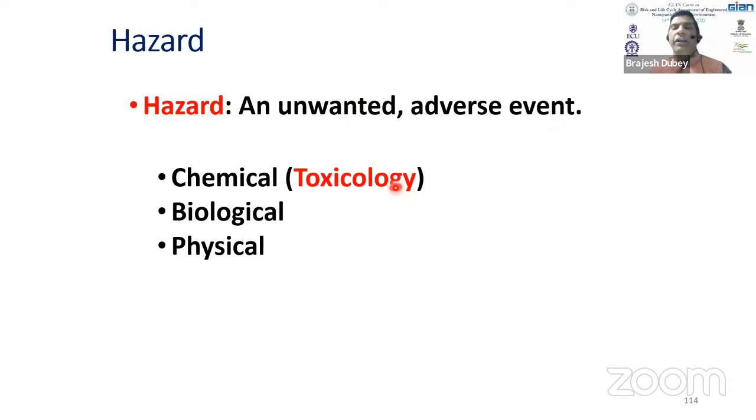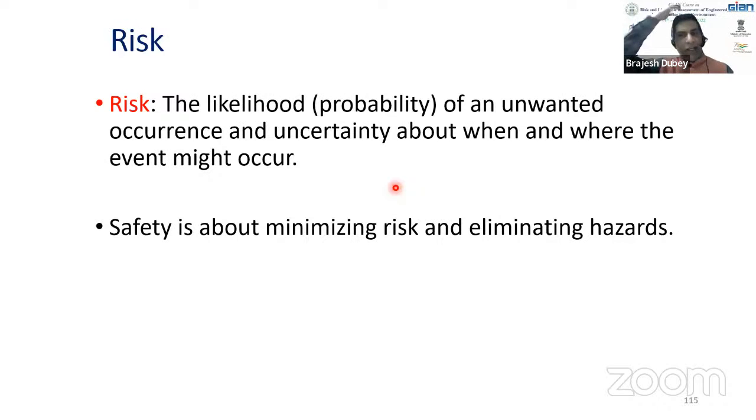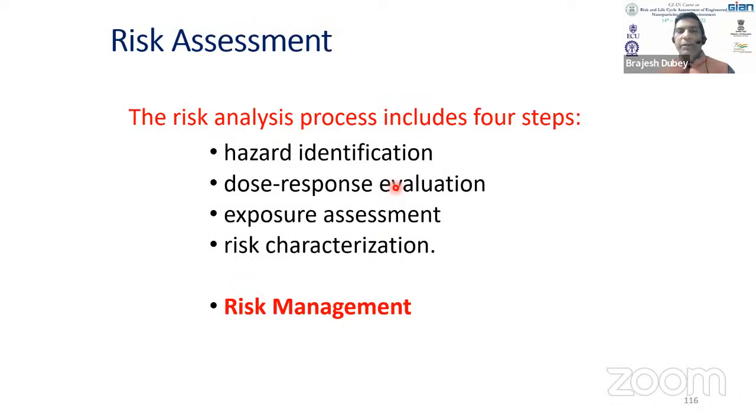Hazard is an unwanted adverse event. It could be chemical, biological, or a physical hazard as well. Risk is the likelihood of an unwanted occurrence and an uncertainty about when this event might occur. Safety is about minimizing risk and eliminating hazard. So that's what we are talking about. As I said earlier, risk assessment has 4 steps. We already covered hazard identification and dose response evaluation. We have been discussing exposure assessment. Now we'll talk more on risk characterization and risk management.